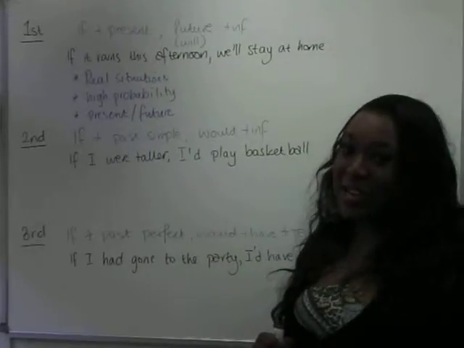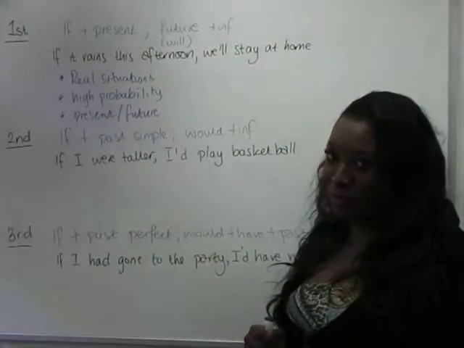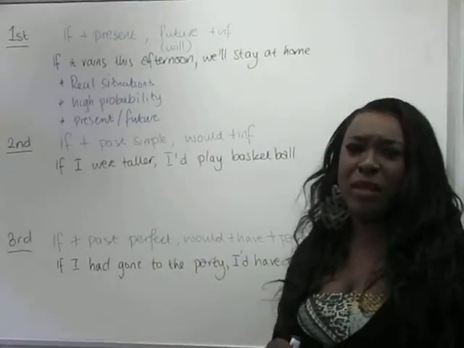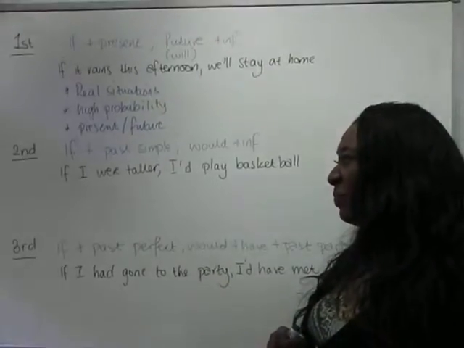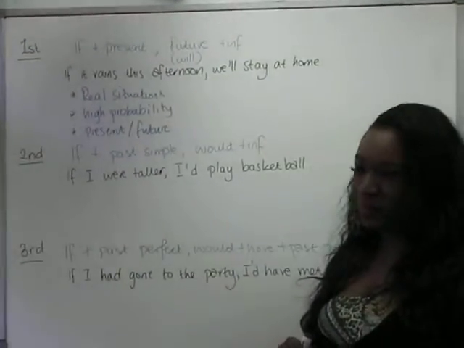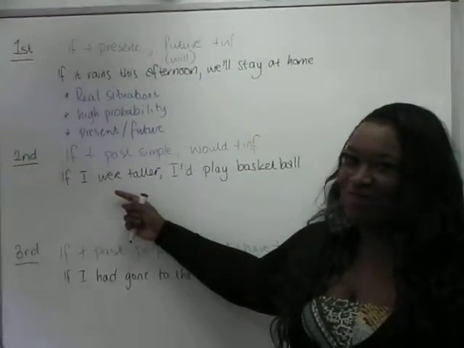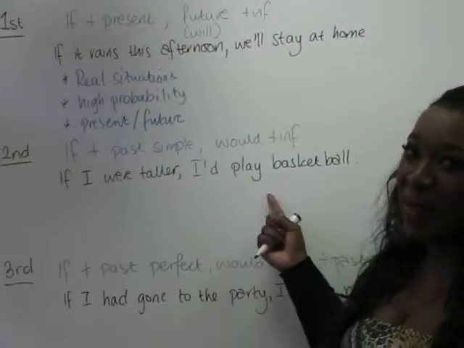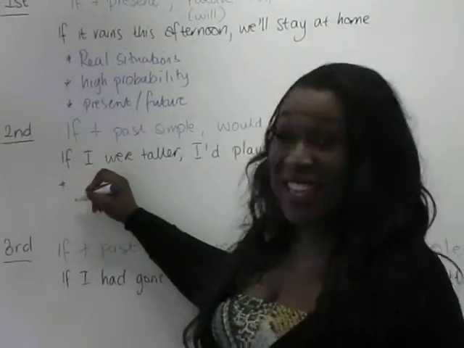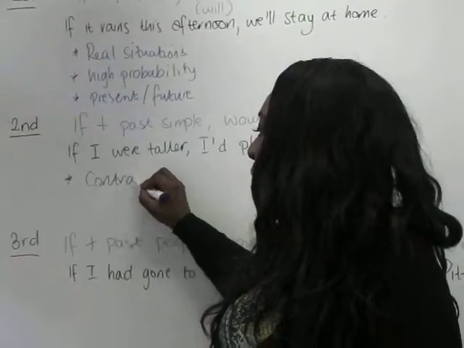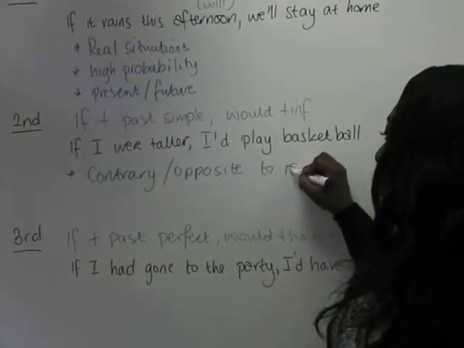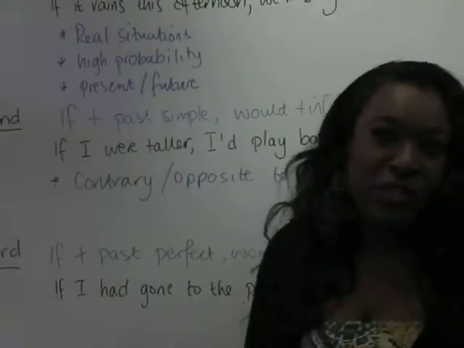So we have a teenage boy. He's looking in the mirror, and then he looks outside of the window and sees some other teenagers playing basketball. And he says, if I were taller, I'd play basketball. Is he tall? No. Can he play basketball? No. So, the second conditional is contrary, and contrary means the opposite to reality. It's the opposite of what is true.